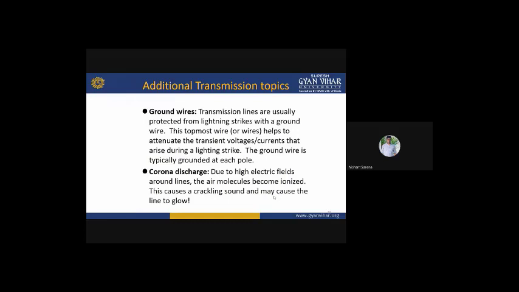And the corona discharge: due to the high electric fields around the lines, the air molecules become ionized. This causes a crackling sound and causes the line to glow. Basically, when high voltage transmission lines are considered, the voltages are quite high. Due to the high voltages, high electric fields are produced, and those high electric fields cause the air near the conductor surface to get ionized. When these ionized air molecules hit each other, the free electrons produce ozone. This ozone causes the buzzing sound and also gives the blue color. That's why the lines look like they glow.